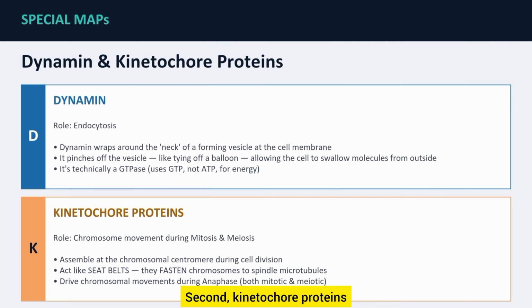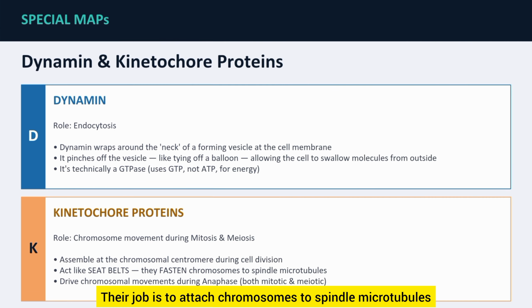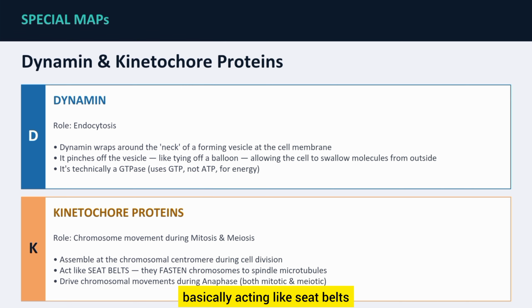Second, kinetochore proteins. These proteins assemble at the chromosomal centromere during mitosis and meiosis. Their job is to attach chromosomes to spindle microtubules, basically acting like seat belts that strap chromosomes onto the spindle. And very importantly, some kinetochore proteins are responsible for chromosomal movements during anaphase, both mitotic and meiotic anaphase. So they don't just attach, they also drive the movement of chromosomes to opposite poles of the dividing cell.